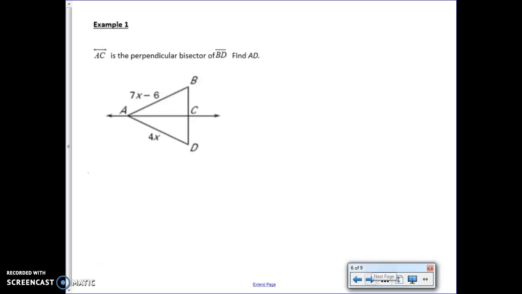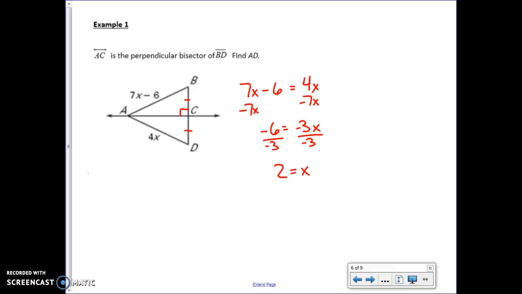Okay, so if we know that AC is the perpendicular bisector of BD, so it's meeting at a right angle, these two pieces are the same, then by our perpendicular bisector theorem, we know then that AB and AD are going to equal the same length, so we can set those two expressions equal to each other and solve. So I'm going to subtract 7x from both sides. So negative 6 equals negative 3x. I'm going to divide by negative 3 on both sides. So 2 equals x.